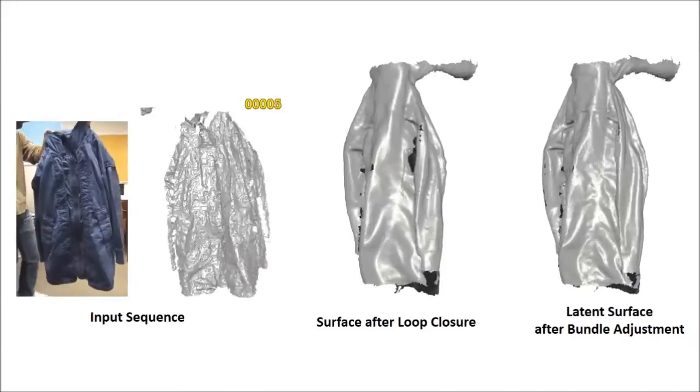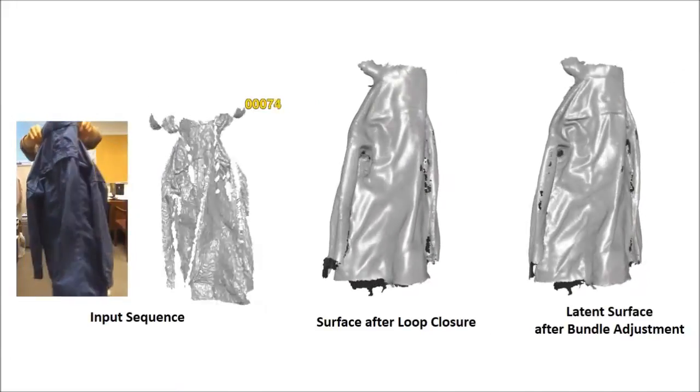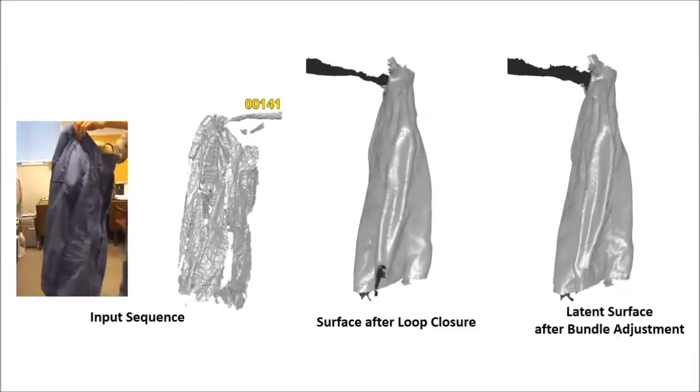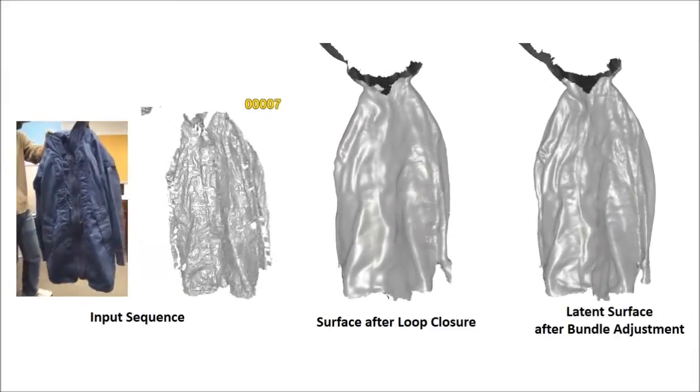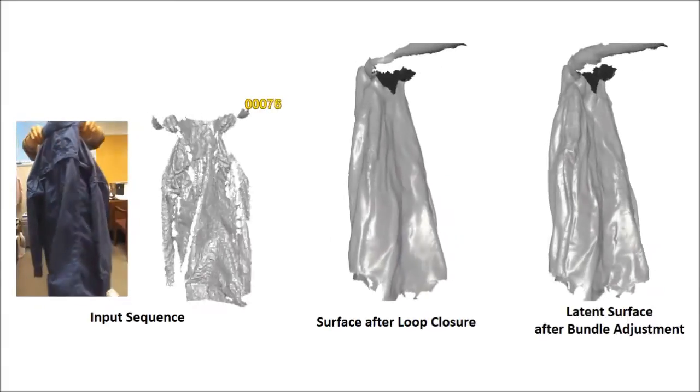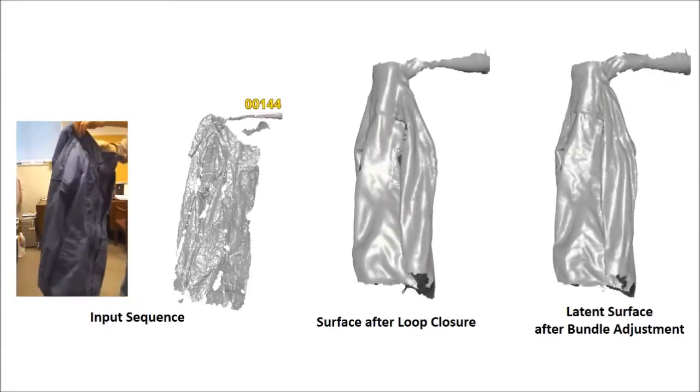Our system is also able to scan objects other than human beings. This sequence of a coat has many deformations while being rotated. The middle shows the surface after loop closure, and the right shows the final mesh after bundle adjustment.